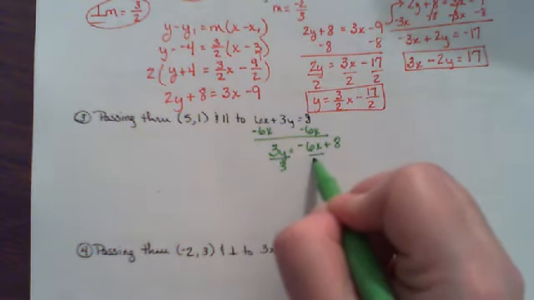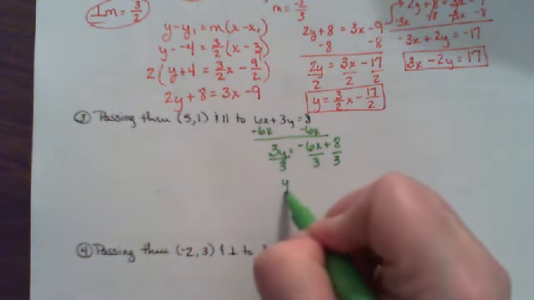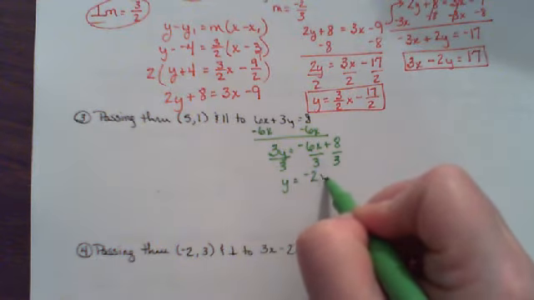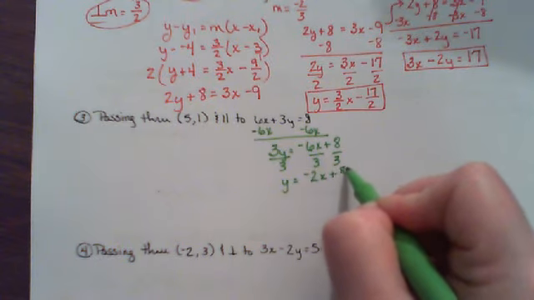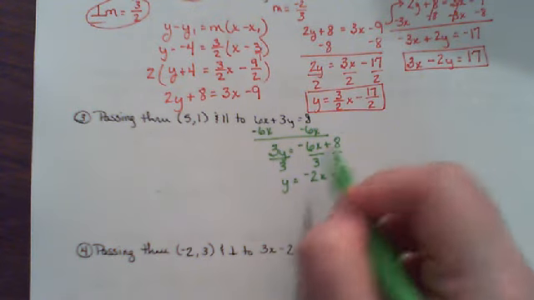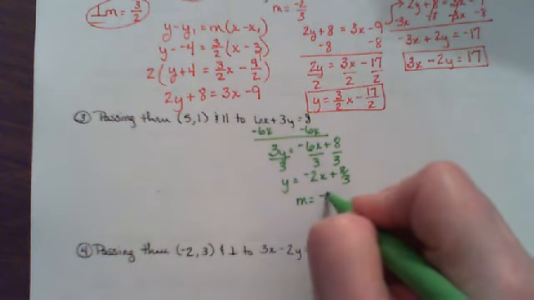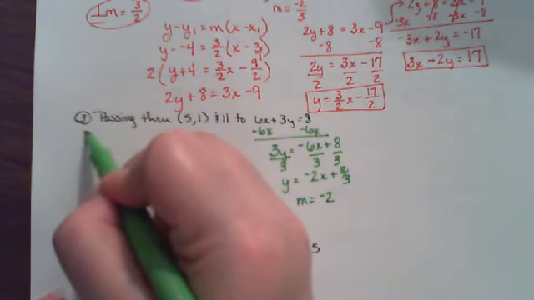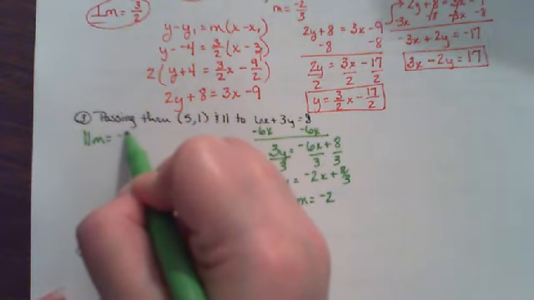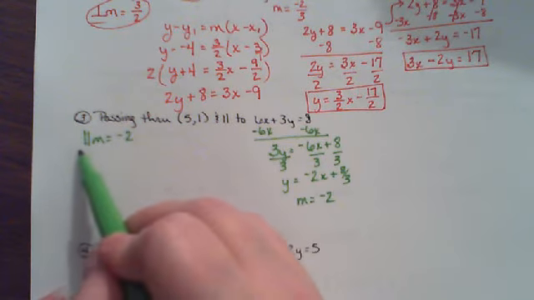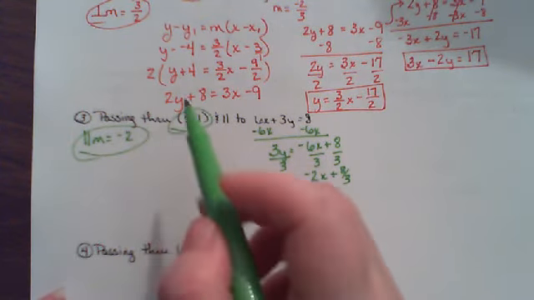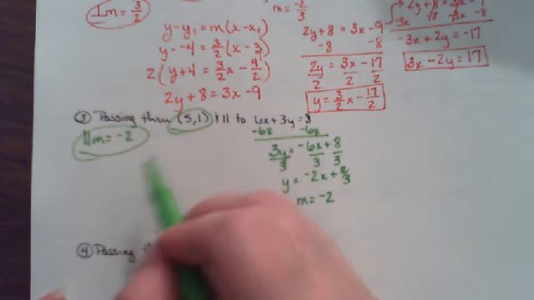Divide everything by 3. We don't care what that is, we care about this. So here my slope is negative 2, which means my parallel slope is also going to be negative 2 because they have to be the same. So those are the two things I'm going to use.